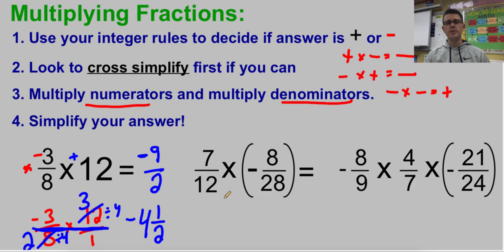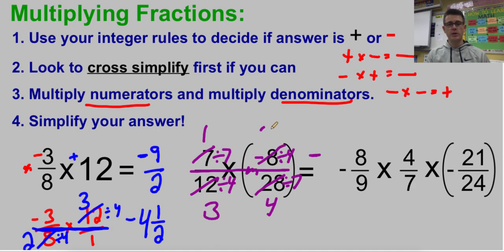Next one, 7/12 times negative 8/28. So again, I always kind of think of the negative with my numerator. I've got a positive times a negative, so I know my answer is going to be negative. And now I try to simplify. In this case, 7 and 28 can each be divided by 7. So that gives me a 4 and a 1. 8 and 12 can each be divided by 4, similar to that last problem. So I get a 3 and a 2. And in this case, I don't care about that negative anymore. I've already put it into my answer, so I'm good.